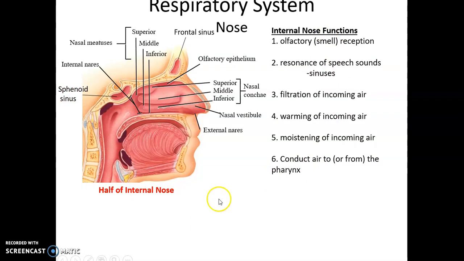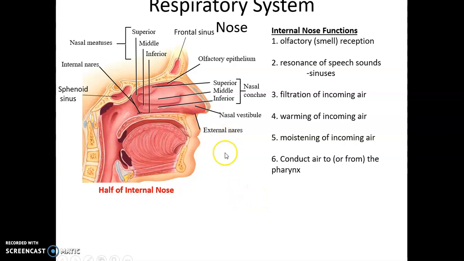Functions of the nose. Well, obviously olfaction or smell. We're able to detect chemicals in the air. Resonance, especially the sinuses add a resonance to the sounds we make. There's the filtration of incoming air. The mucus is able to stick to and collect particulates in the air. Warming of the incoming air, just because the body is a little warmer. Moistening of the incoming air from the mucus of the nasal cavity, and conducting air to or from the pharynx.